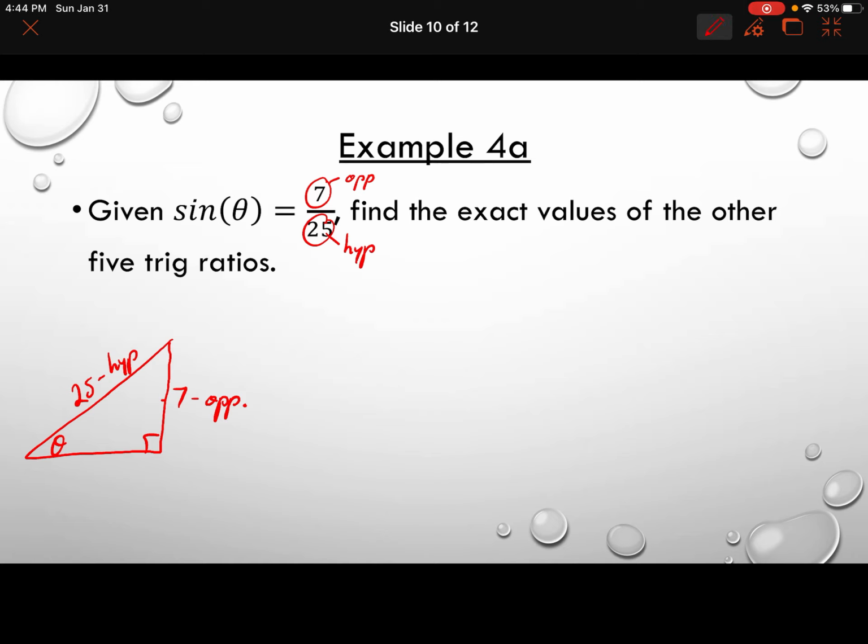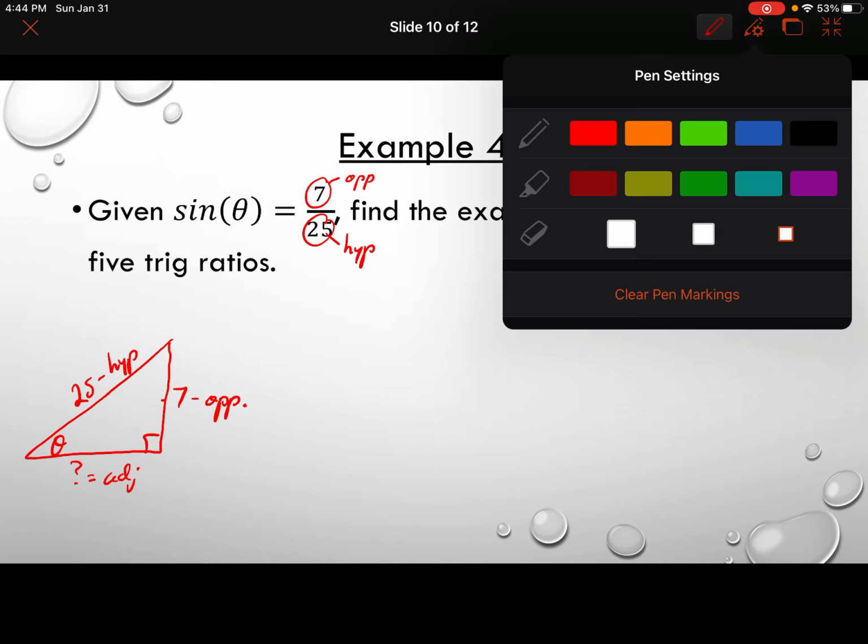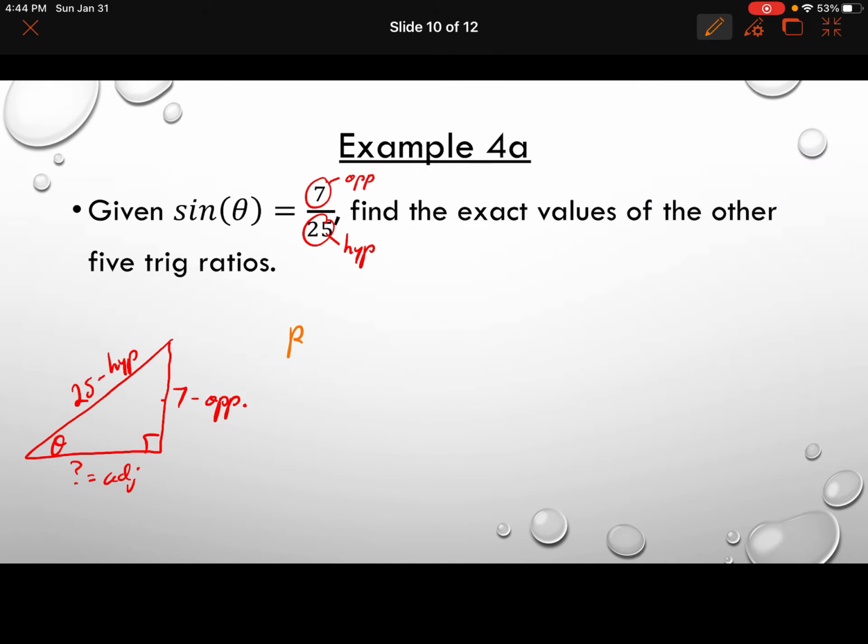Well, if you recall, whenever you're given two sides of a right triangle, which in this case we know, 25 and 7, and as we covered in the bell ringer, in order to determine the third side, you have to use the Pythagorean theorem. So we're going to be using the Pythagorean theorem to determine that third side, the adjacent side. So let's do that really quickly.